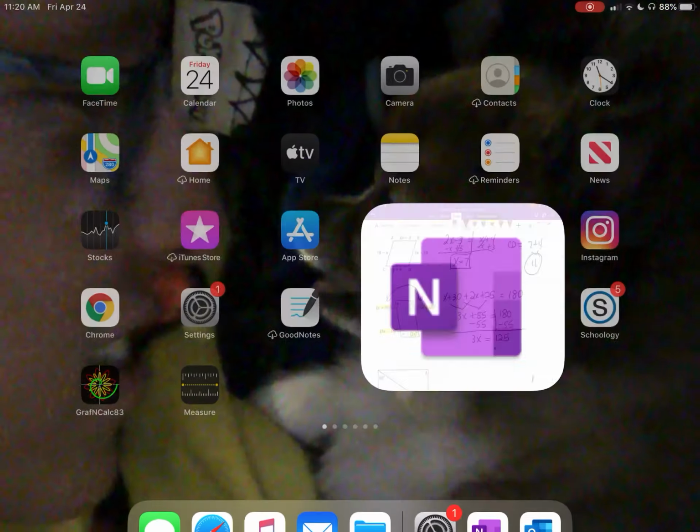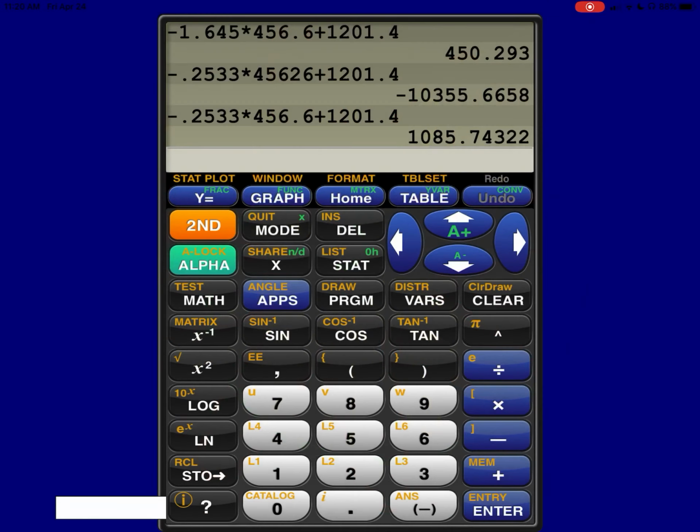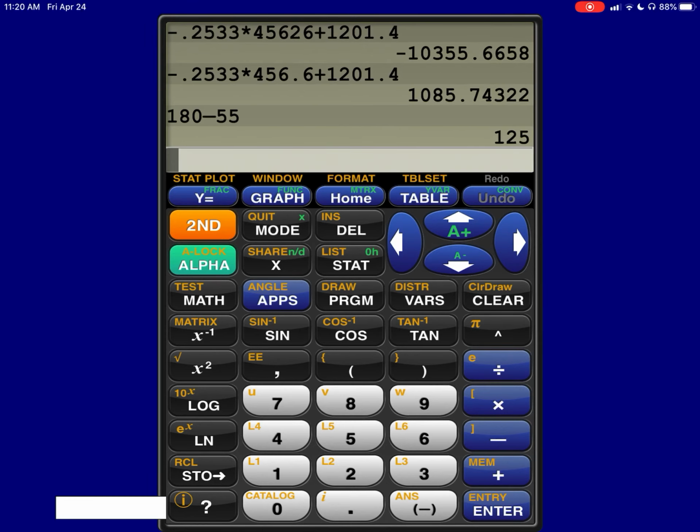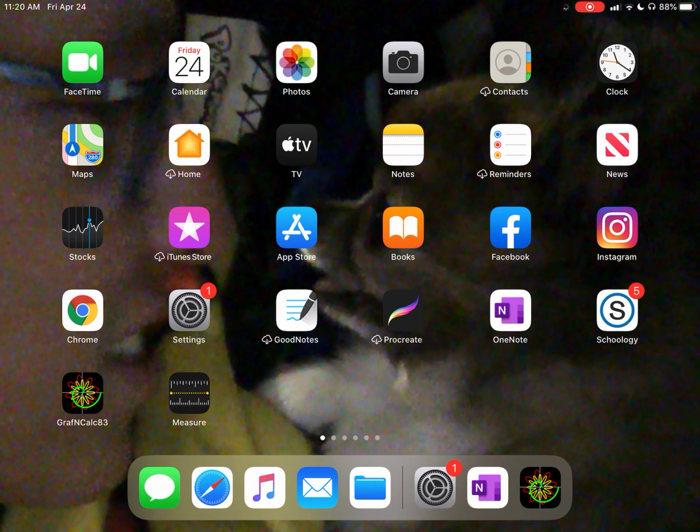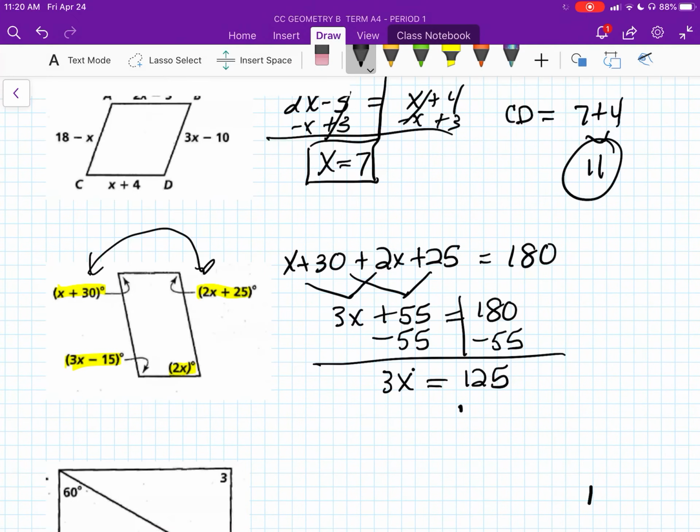What if I don't trust myself? I'm going to check my calculator. Let's say 180 minus 55. And then we're going to divide that by 3. And we get 41 2/3, which is an odd answer, but looks like that's the answer they gave us. So we get x comes out to be 41.6. Okay, not a perfect number, but it works.